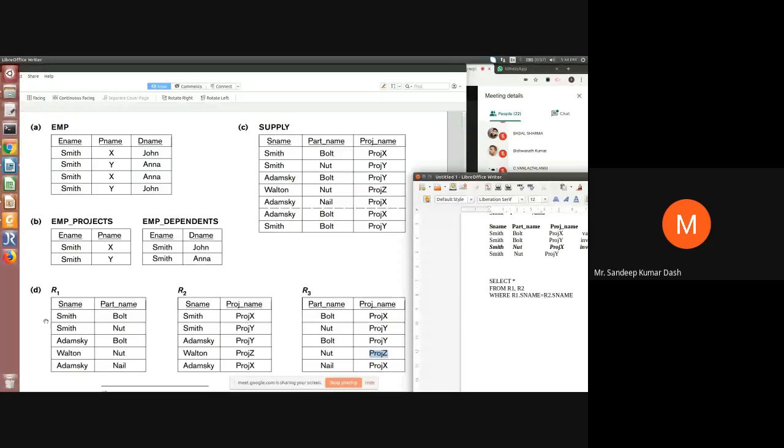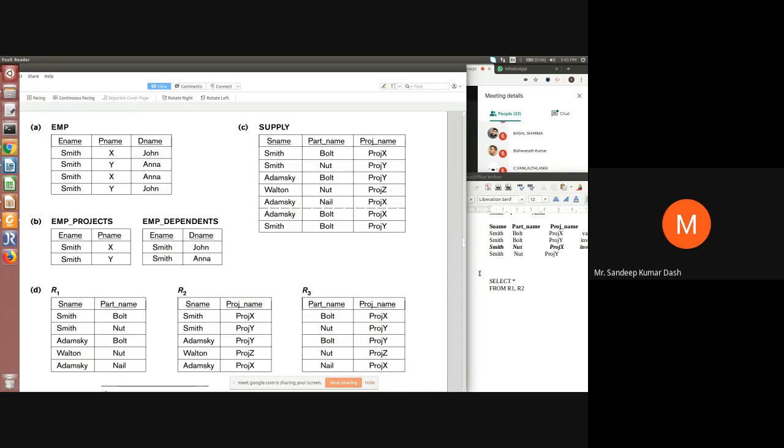Suppose R1 had S name as SF name, that means the name is different, then natural join is not possible. Natural join has the mandatory requirement that you have two columns of the same domain and same name. If the domain is the same but the column name is not, then you can apply equi-join. But if the column name and domain are also the same, then no need to mention, it will automatically take it. Okay, sir.